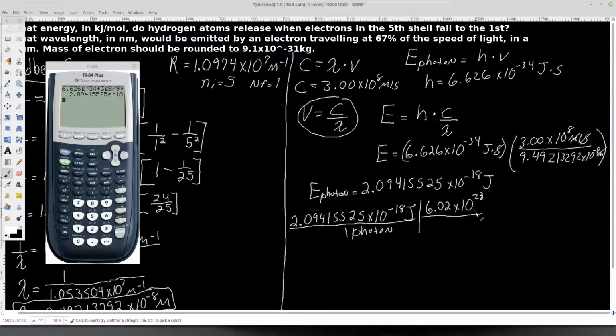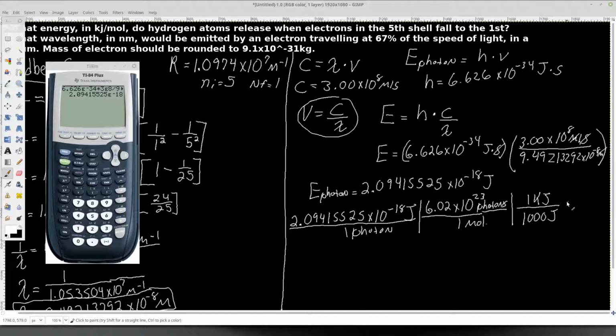Man, I really need to make that 23 better. Sorry. There are 6.02 times 10 to the 23rd photons in 1 mole. So now I can write 1 mole here. Now I need to convert joules into kilojoules. Well, there are 1,000 joules, because I need the J down here to cancel out. There are 1,000 joules in 1 kilojoule.